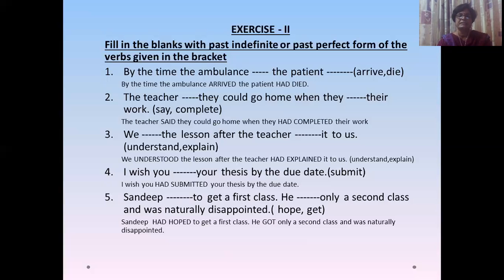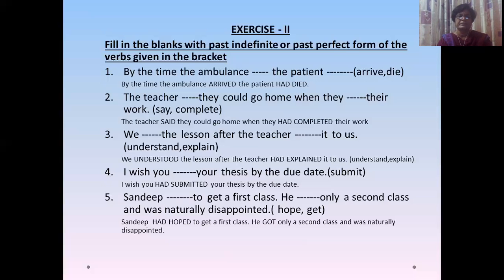Similarly, in the second sentence, the teacher dash, they could go home when they dash their work. We have two verbs given in the bracket, say and complete. So in the first blank, the past form of say is said. The teacher said they could go home when they. Now here it has to be filled with the past perfect form of the verb. What is the verb here? Complete. So, the teacher said they could go home when they had completed their work.